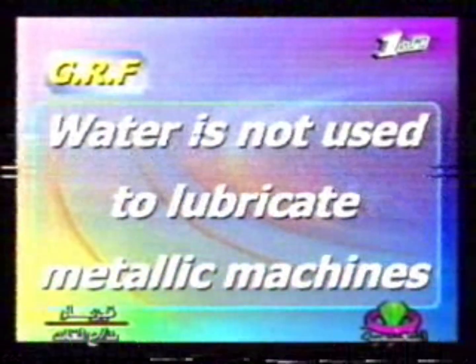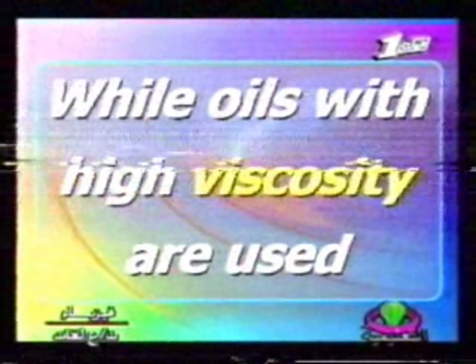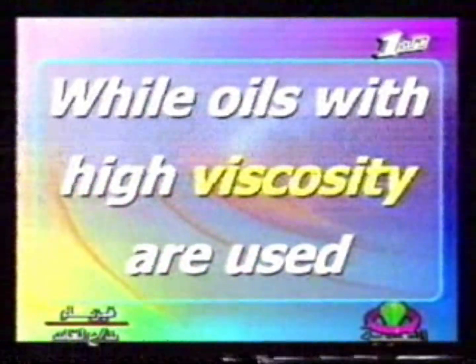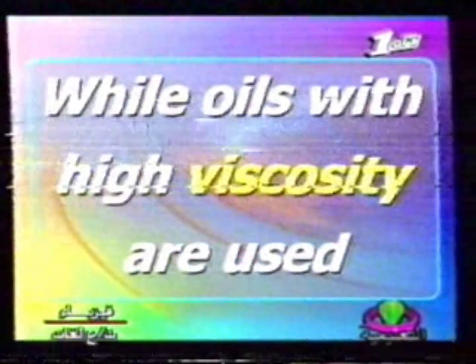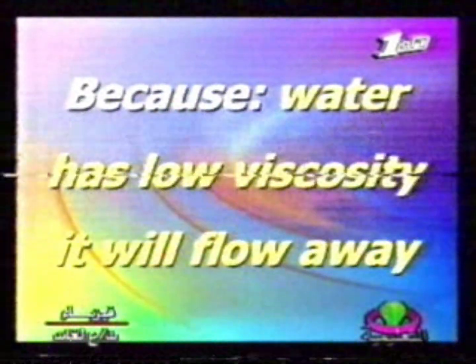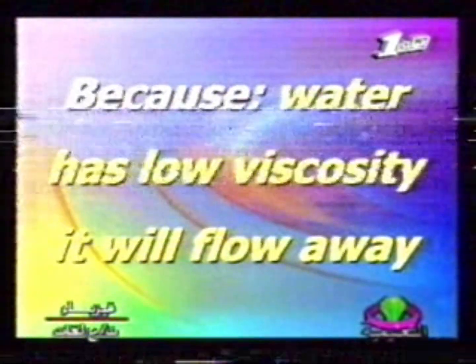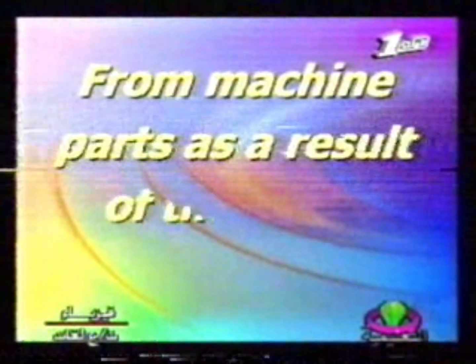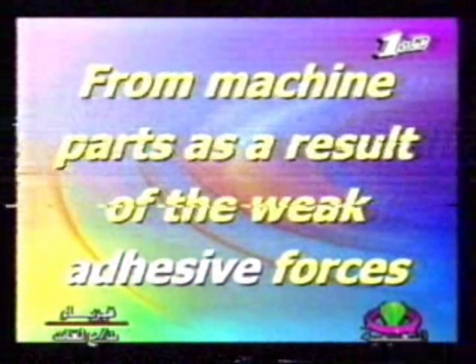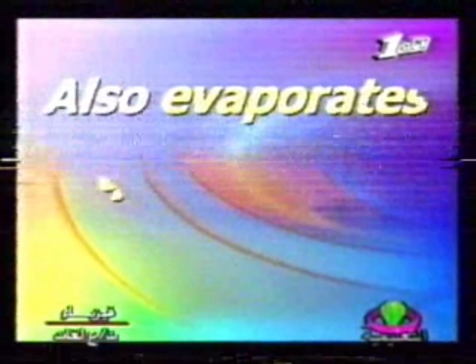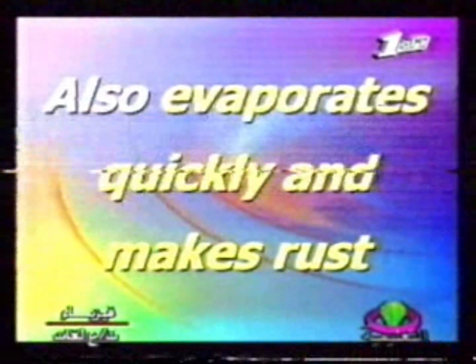Water is not used to lubricate metallic machines, while oils with high viscosity are used. Do you know the answer? Because water has low viscosity. It will flow away from machine parts as a result of the weak adhesive forces. Also, it evaporates quickly and makes rust. But we use oil as it has high viscosity, so it adheres well with the parts of the machine and cannot flow.